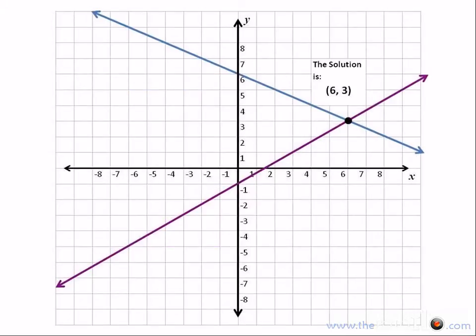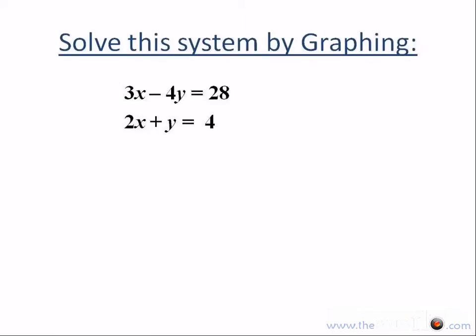Now that both lines are graphed, we can find the point that is shared by both graphs, (6, 3). This point is a solution for the system of equations. Here is another system of two linear equations. Unfortunately, these equations are not in slope-intercept form. We will use algebra to convert both equations into slope-intercept form.